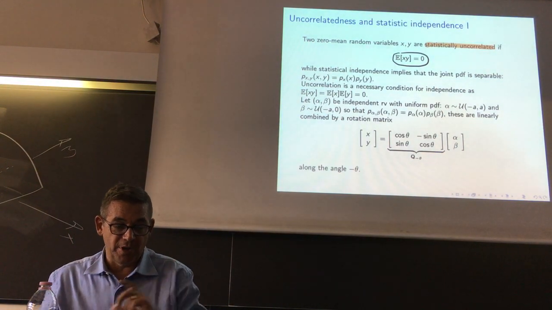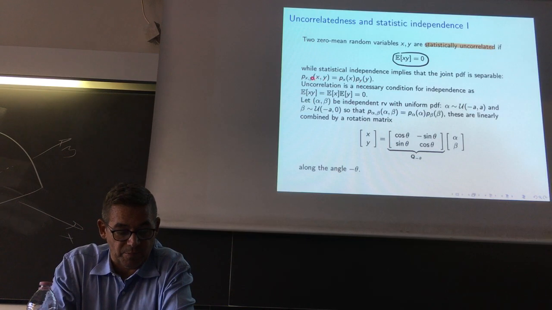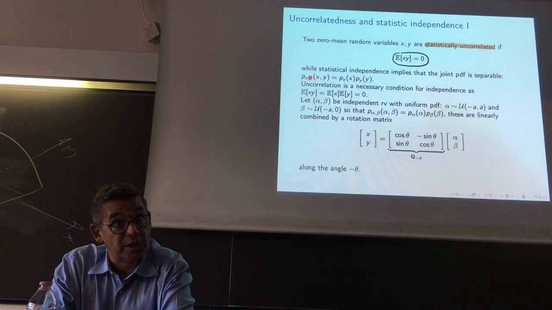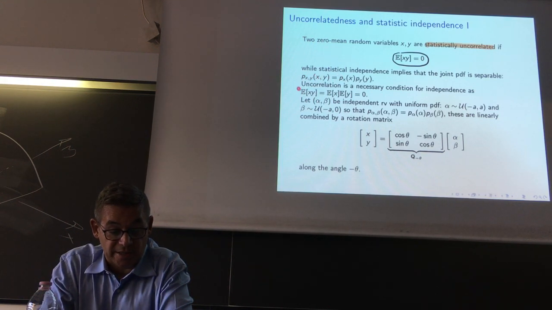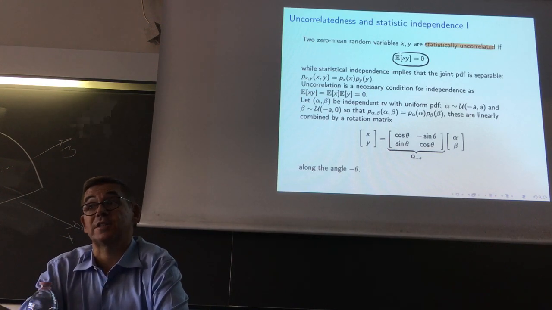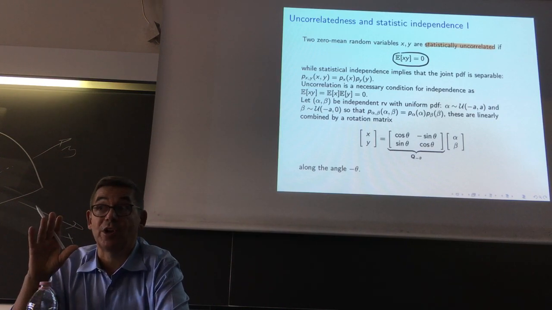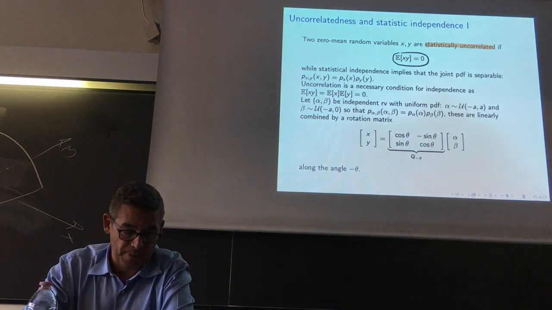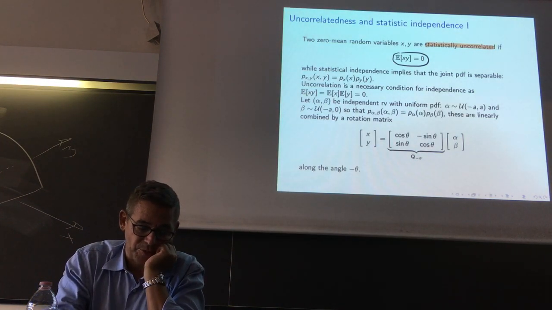Now, remember, if two random variables are statistically independent, the joint probability density function is the product of the marginals. This means that if they are statistically independent, they are also uncorrelated. But if two random variables are uncorrelated, they are not necessarily statistically independent, except for Gaussians, that we will see in a minute. Now, let's do an exercise, a conceptual exercise.